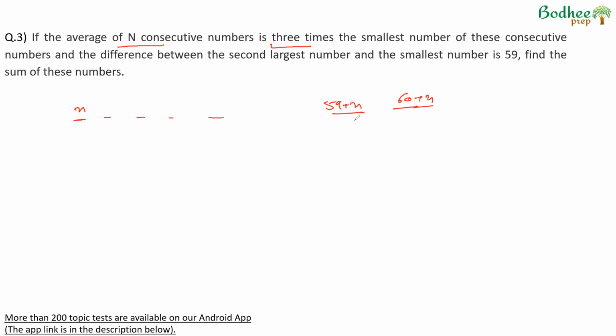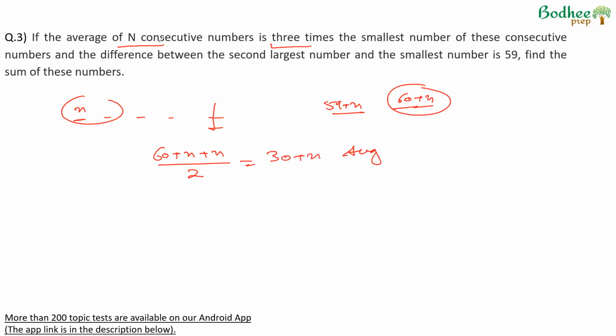That is one more than the second largest number, and therefore the average of these numbers will be the average of the first and last number, that is (60 plus n plus n) by 2. So this will come out to the central number (60 plus 2n) by 2, which is 30 plus n. This is the average of the numbers.